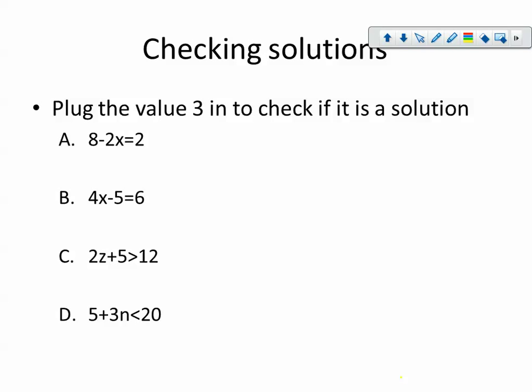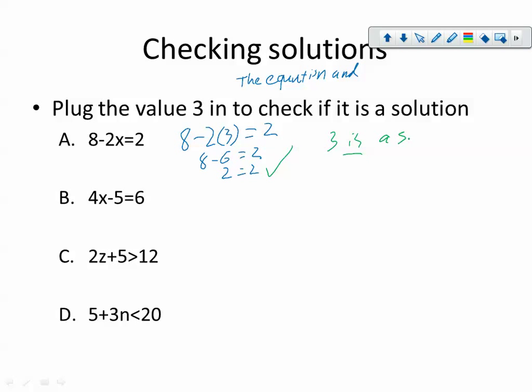So let's put this together here. Plug the value 3 into the equation and check if it is a solution. So what we're going to do is plug in 3 and see if it makes a true statement. 8 minus 2 times 3 equals 2. Well, that's 8 minus 6 equals 2, and that's 2 equals 2. Is that a true statement? Yes. So 3 is a solution.